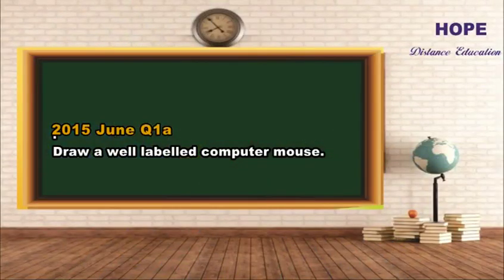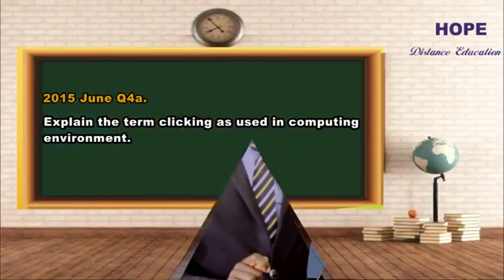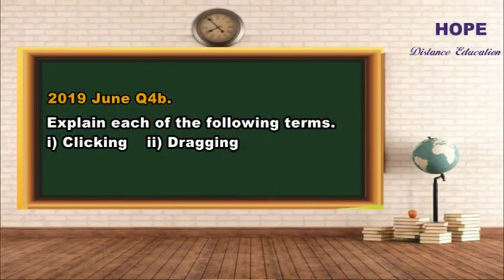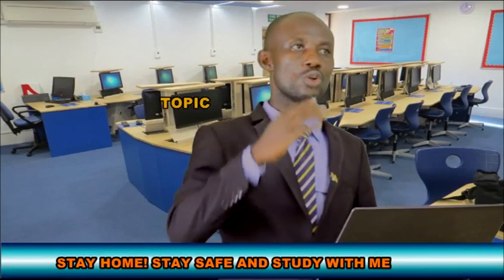2015 June, Question 1A: Draw a well-labeled computer mouse. 2015 June, Question 4A: Explain the term clicking as used in computing environments. Then 2019 June, Question 4B: Explain each of the following terms: i, clicking; ii, dragging. So by the end of today's lesson, you should be able to provide answers to all these past questions and also demonstrate the use of the various mouse skills.